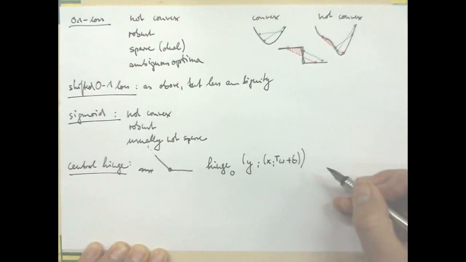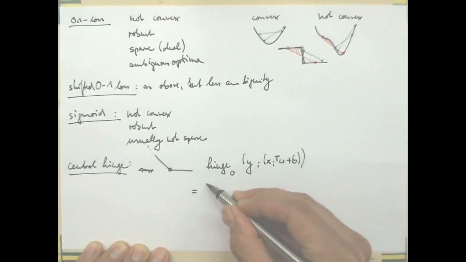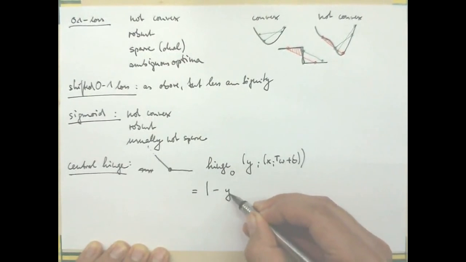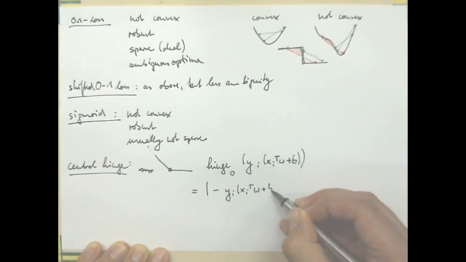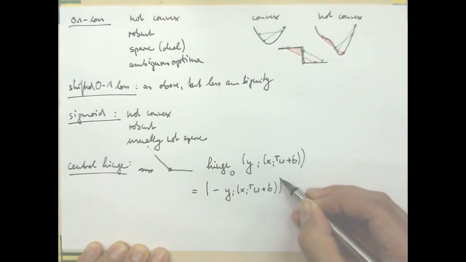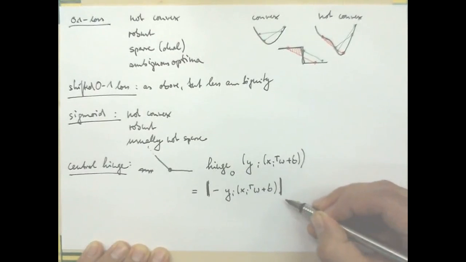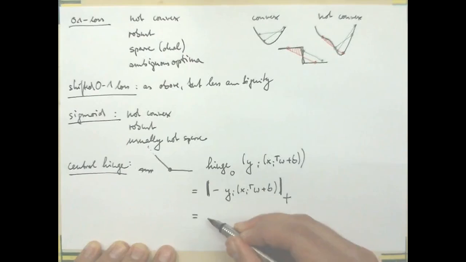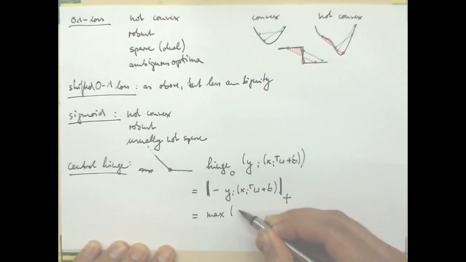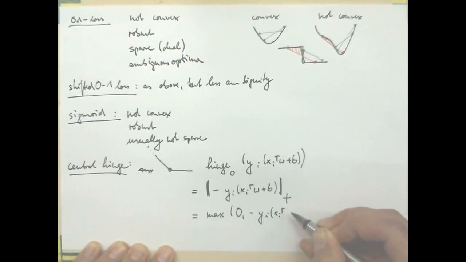And an alternative way of writing the same thing is to say that you take the absolute, well, the notation is like that. So this is a single vertical bar here, single vertical bar there, and a plus, meaning you're considering only the positive part of your argument. Or yet another way of writing the same is to say we're taking the maximum of 0 and minus yi times xi transpose w plus b.